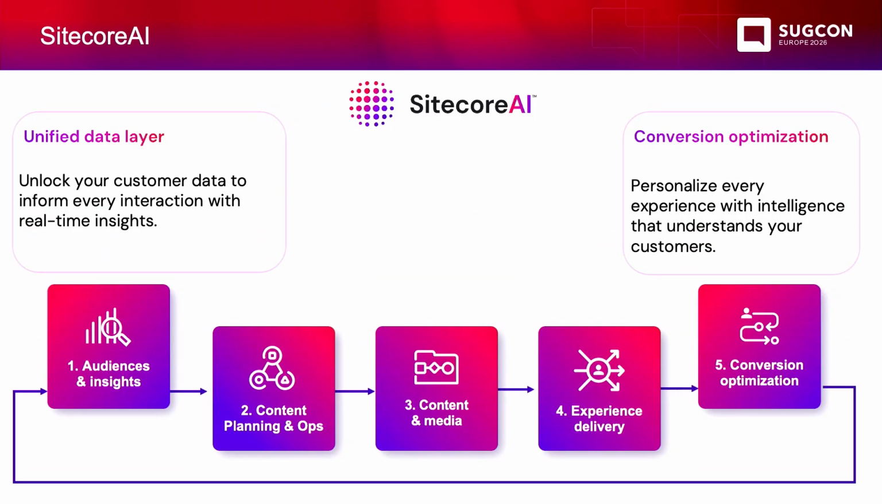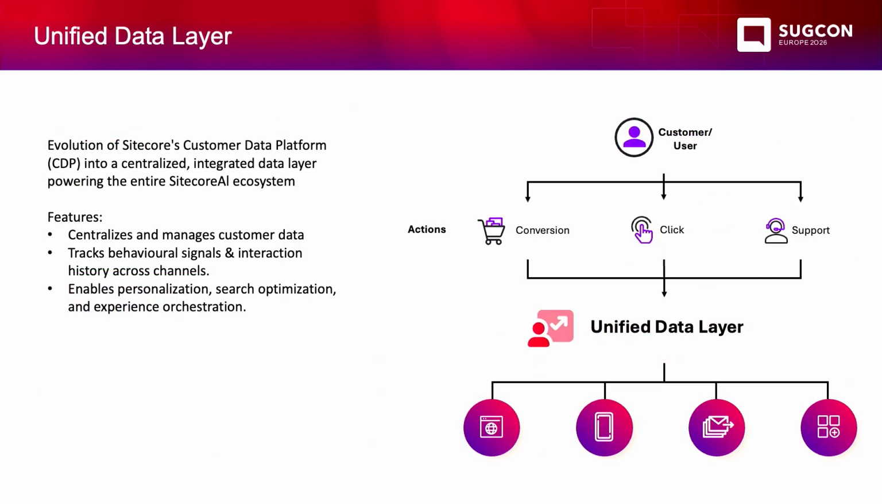To break that down a bit more, we have what we call our audiences and insights. You'll hear that, and you'll hear unified data layer. They go hand in hand with each other. Audiences and insights are the functionality, the features that we develop, but everything is run off and powered, when I talk conversion optimization, by the unified data layer. So what is it? It is an evolution of CDP.